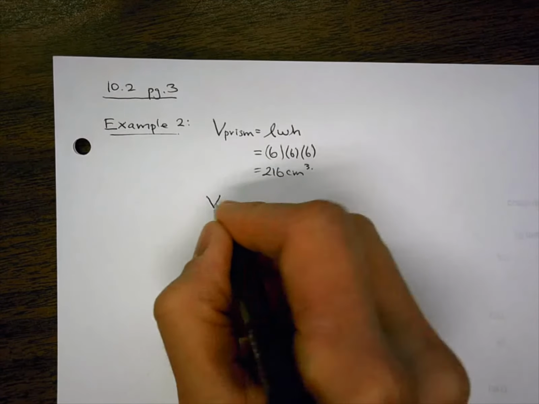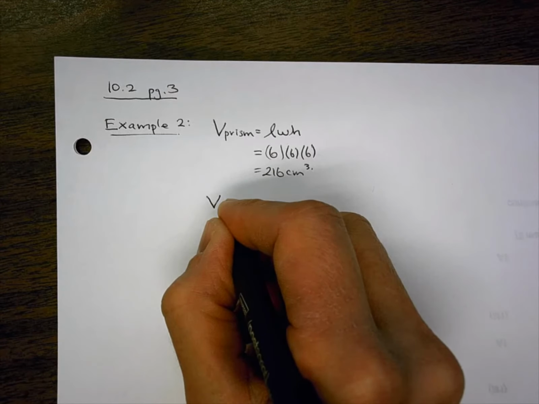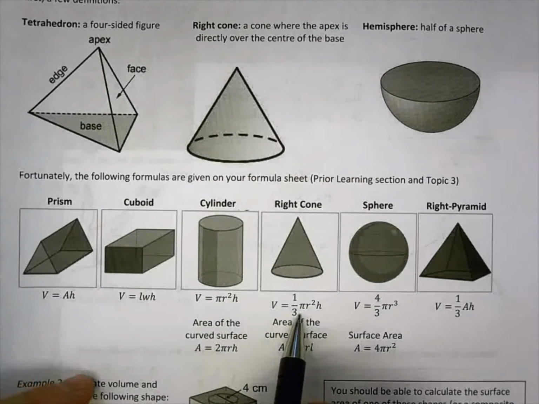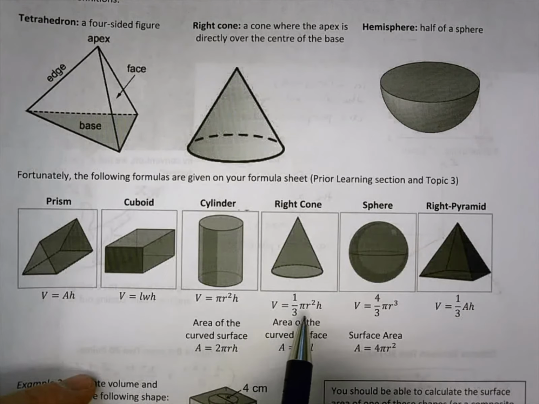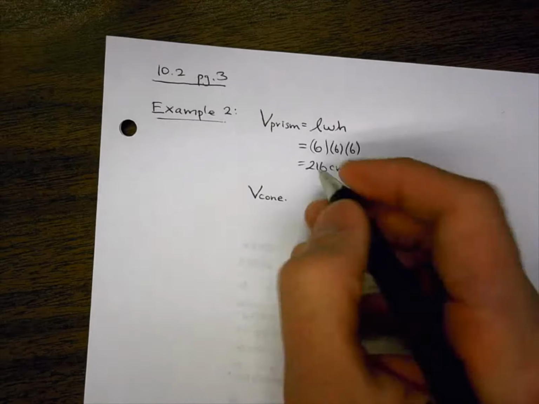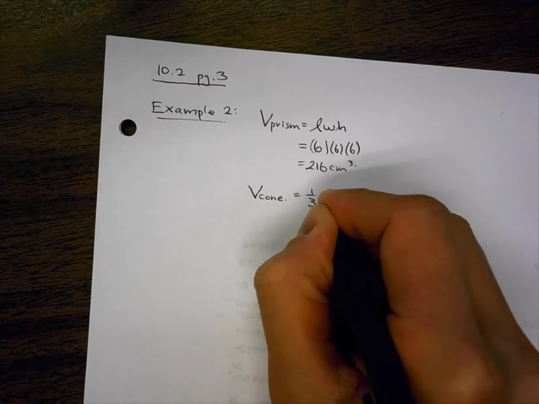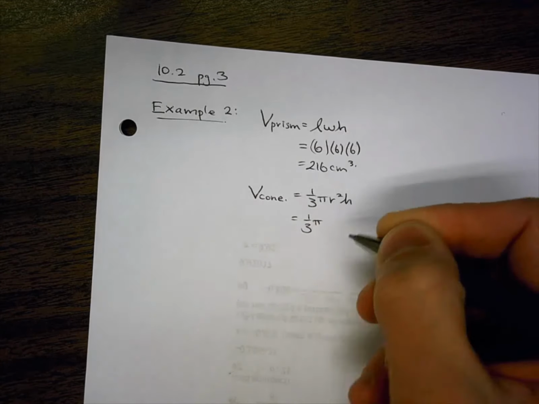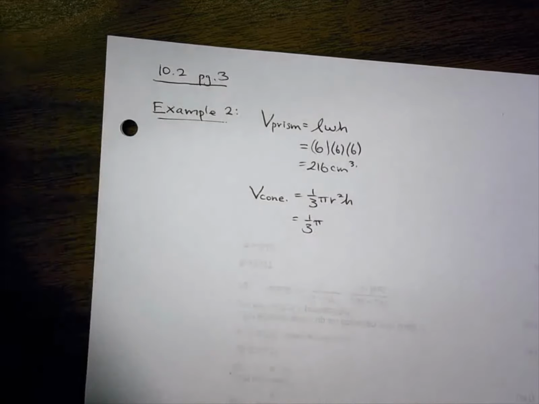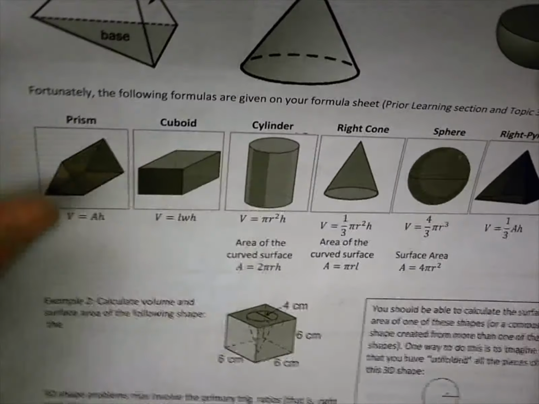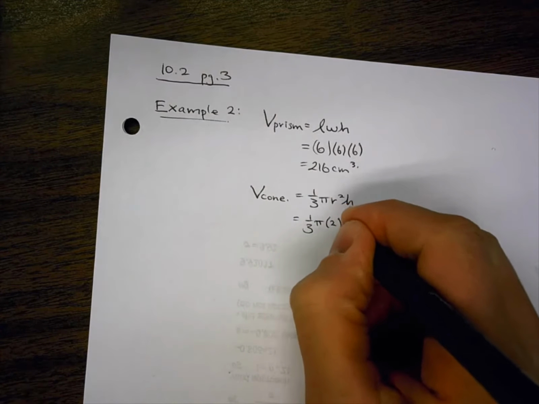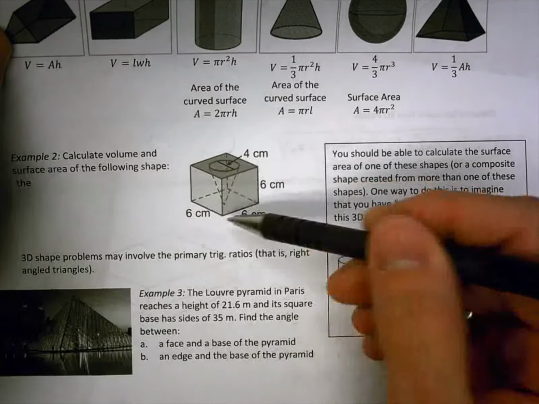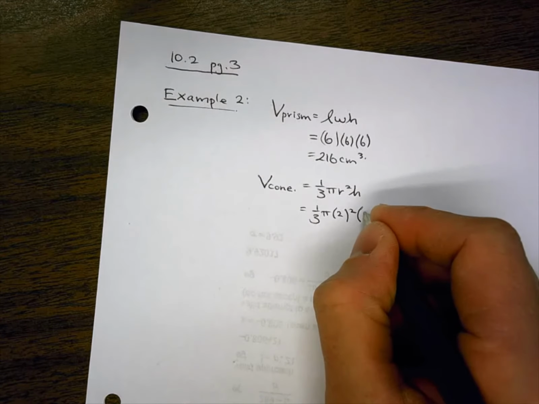Then we have the volume of the cone. That one I don't really know, and I don't expect you to know that one because I have a formula sheet. A third pi r squared h. Be careful here, make sure you use the right numbers. A third. The radius is 2, it's half of 4, so it'd be 2. And the height, well, it looks like it's as tall as the cuboid, so it'd be 6.